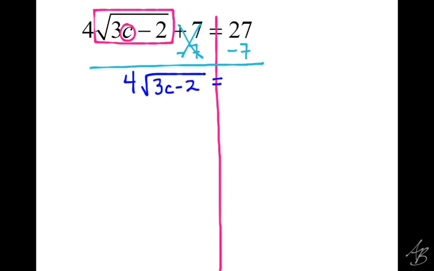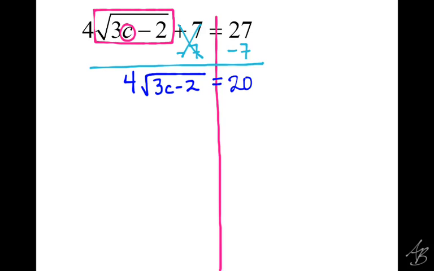Make sure when you're writing your square roots that the stuff that's inside of the square root is still covered by the square root. Make sure it covers everything. If that minus 2 kind of drifts outside the square root, then it means something different. On the right side, 27 minus 7 is 20. Okay, we got rid of the 7, but we still have to get rid of the 4.